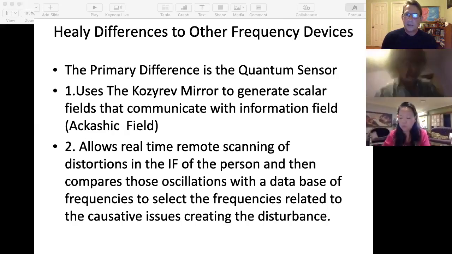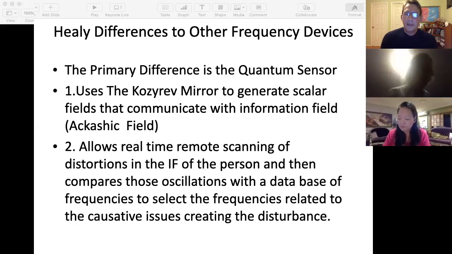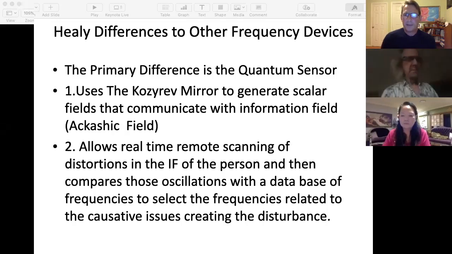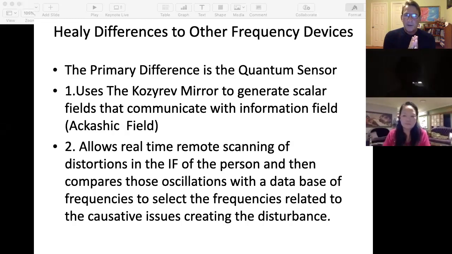So what makes this quantum sensor so important and so critically different to all the other types of devices that are out there? It's this key thing here, and it's called the Kozyrev mirror. The Kozyrev mirror is a type of shielding that is inside the device. It's like a little chamber, and this particular chamber is capable of doing two very important things. The circuitry of the unit is enclosed in this chamber.